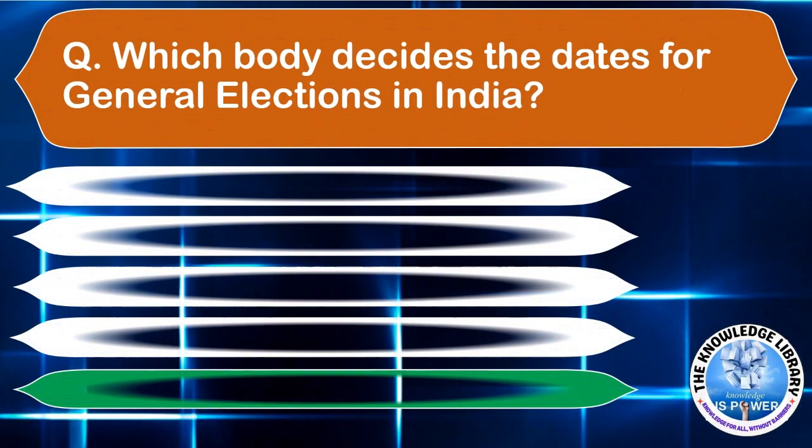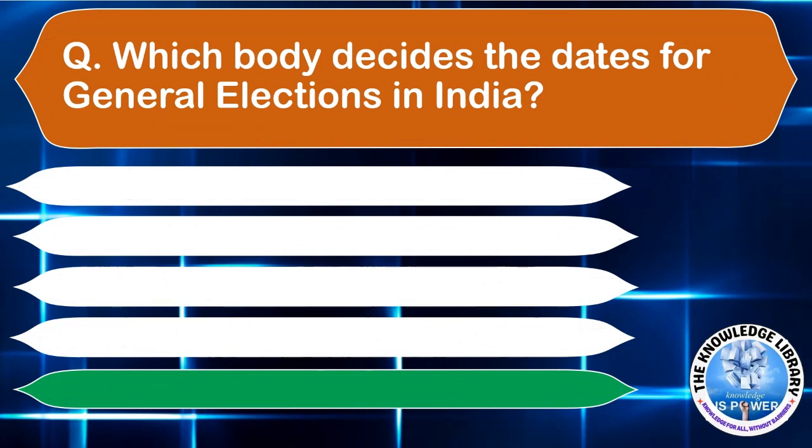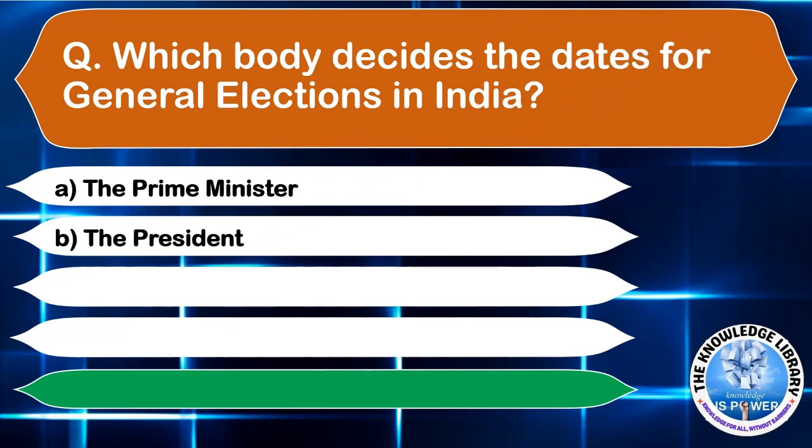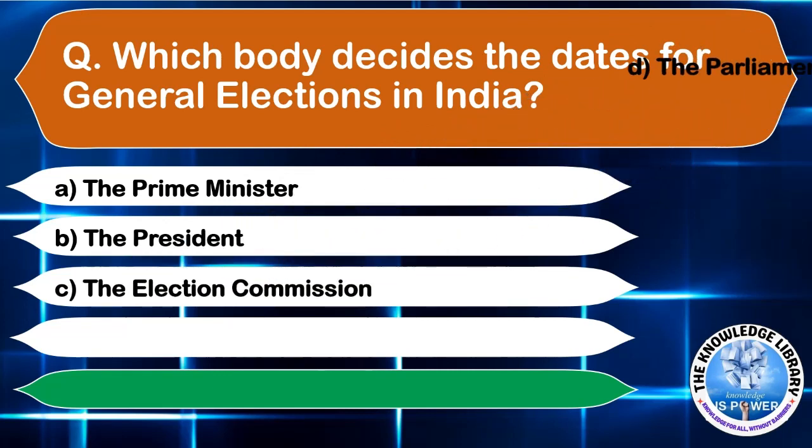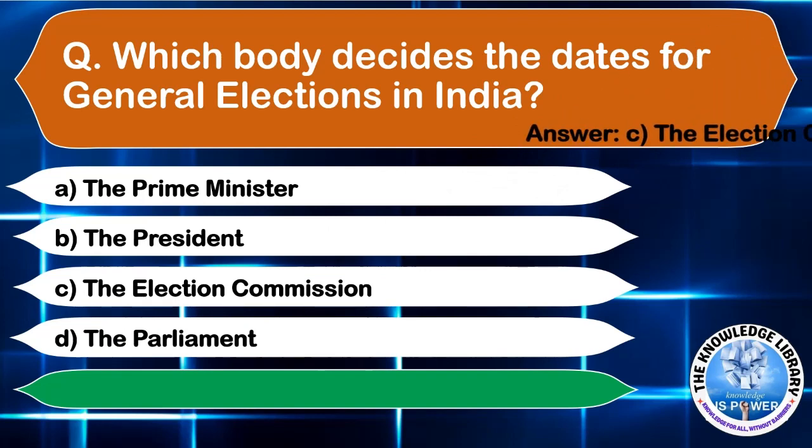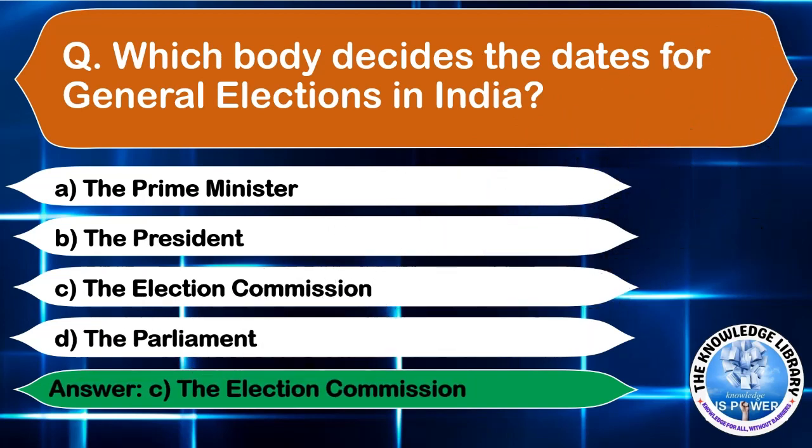Which body decides the dates for general elections in India? Option A, the Prime Minister. Option B, the President. Option C, the Election Commission. Or option D, the Parliament. The correct answer is option C, the Election Commission. Moving to the next question.